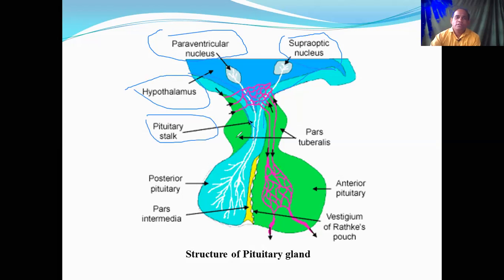Both these structures are called the pars tuberalis. The posterior pituitary is here and the anterior pituitary is here. Pars intermedia is present in between the posterior pituitary and anterior pituitary. This is the pars intermedia, and the outer line is called the vestigium or Rathke's pouch.